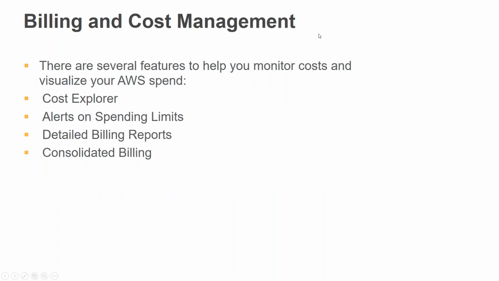Billing and cost management. This is pretty interesting. These are the features which help you manage your cost effectively. You can monitor your costs and visualize your spend. You have Cost Explorer available through your billing section of your console. You can put alerts on spending on AWS. You get detailed reports.